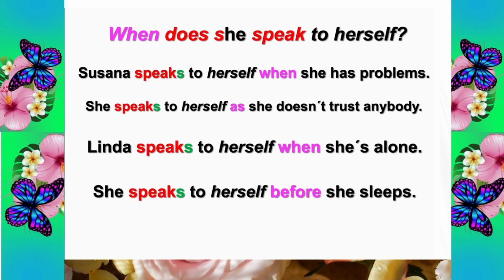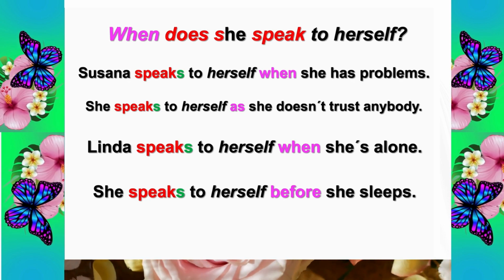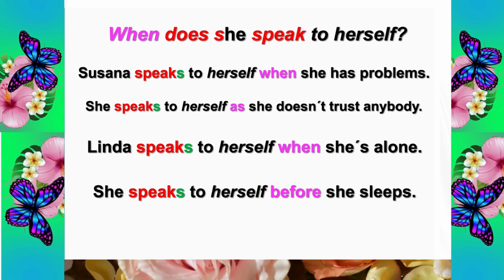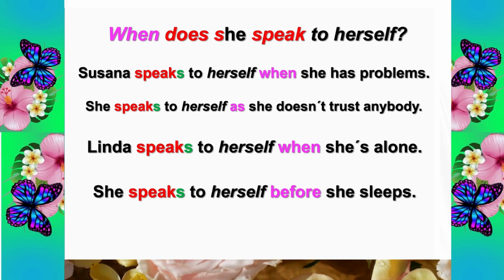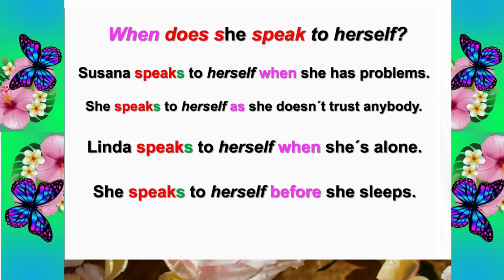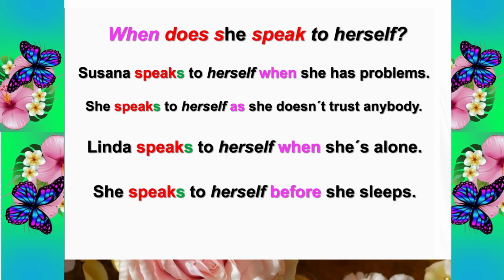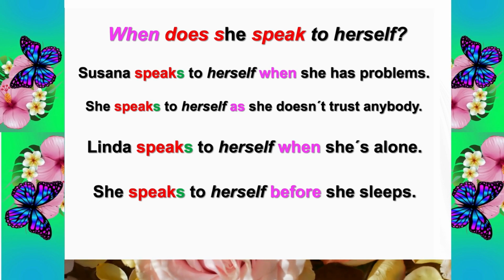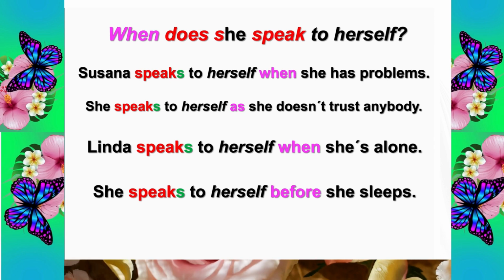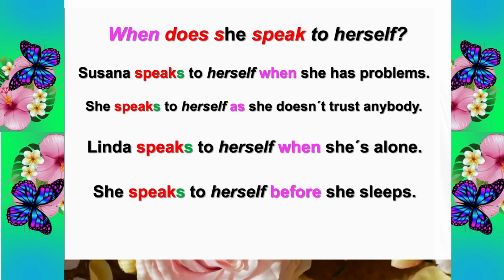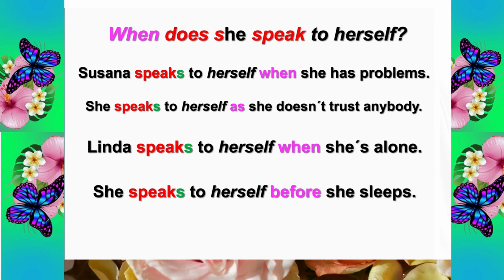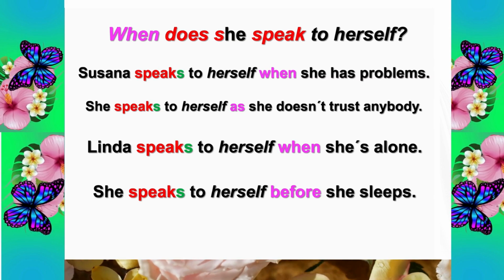When does she speak to herself? Susanna speaks to herself when she has problems. She speaks to herself as she doesn't trust anybody. Linda speaks to herself when she's alone. She speaks to herself before she sleeps or before she goes to bed. Let's continue.